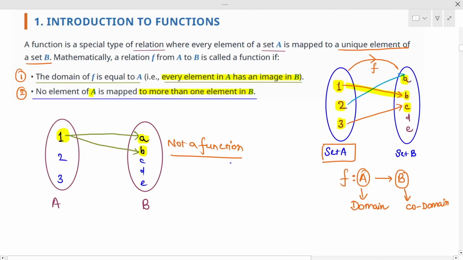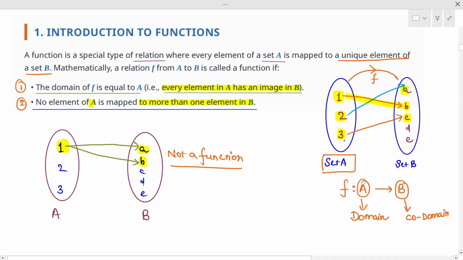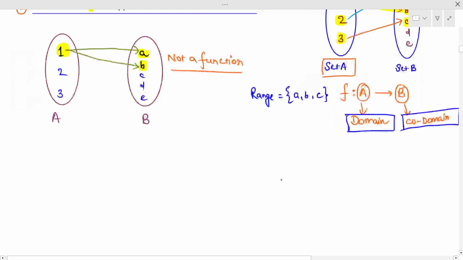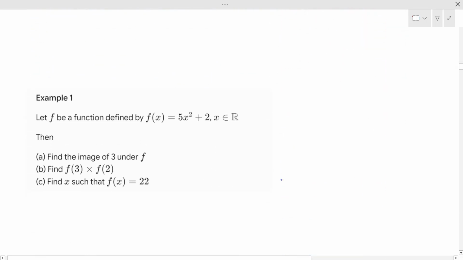So for this function, what will be the domain? The domain will be the set A, 1, 2, 3. What will be the codomain? The set B, right? And what will be the range? The range will be A, B and C. So this is the concept of domain, codomain and range, right?